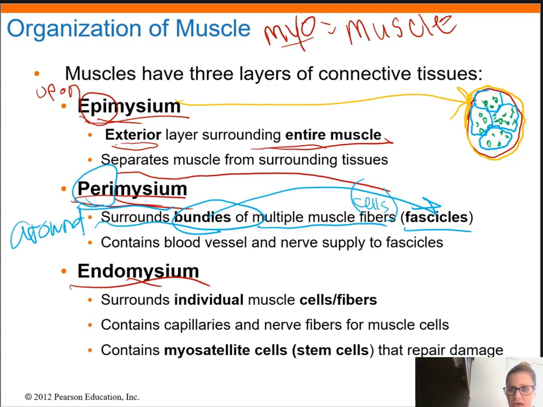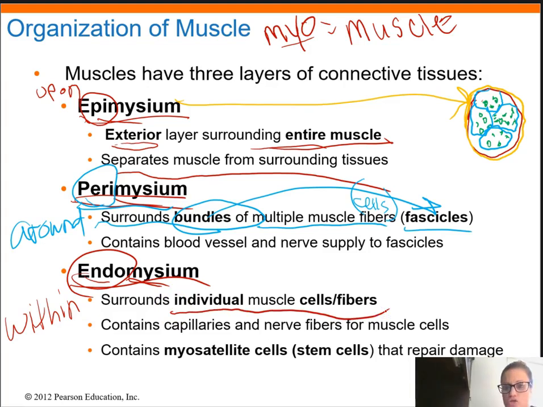Finally, we have the endomysium. Endo means within. So within, myo is muscle. So the endomysium is the layer within the muscle. It's the innermost layer, the smallest, delicate inner layer. And the endomysium surrounds each individual muscle cell. So it breaks off and it's going to come around every one of these muscle cells, or every one of these little muscle fibers is surrounded by an endomysium.